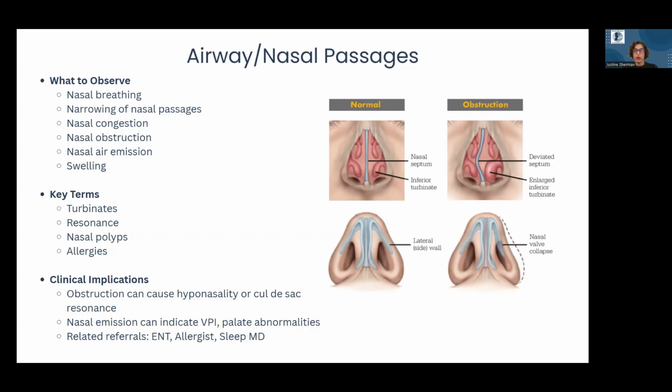So I'm watching for the presence and symmetry of fogging. Consistently reduced or absent fogging on one side suggests decreased airflow, which may be related to turbinate hypertrophy, septal deviation, or chronic inflammation.